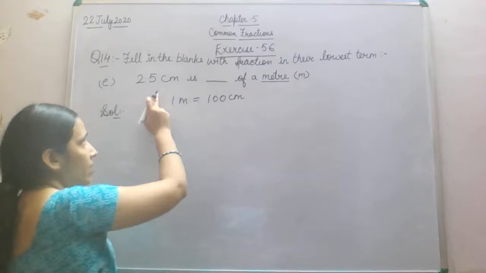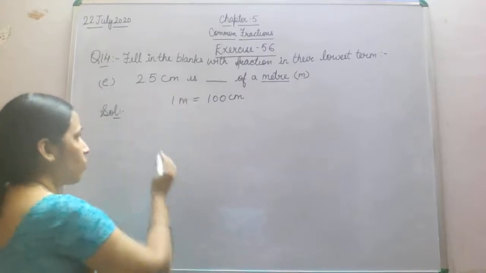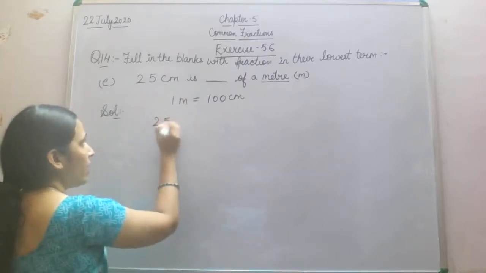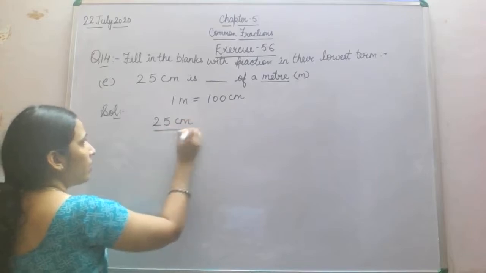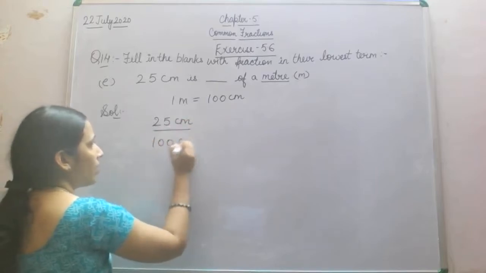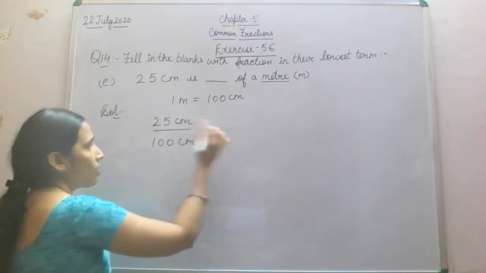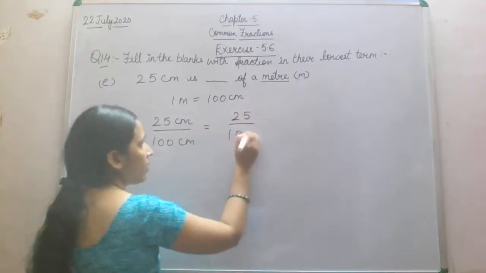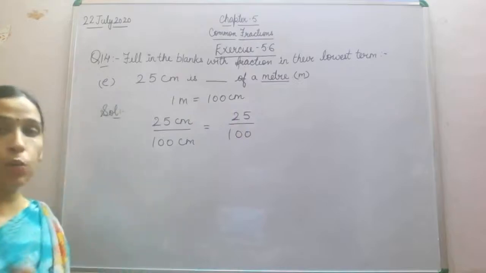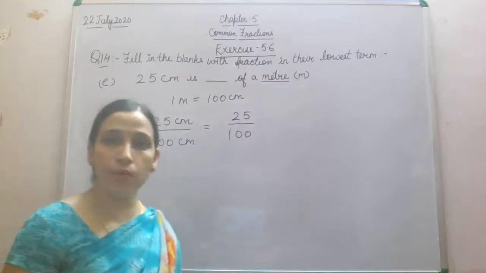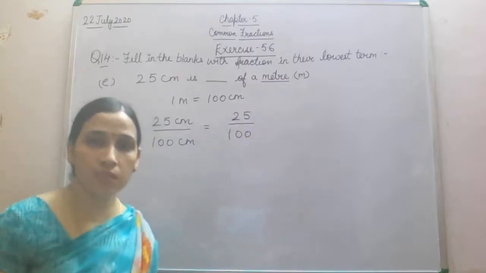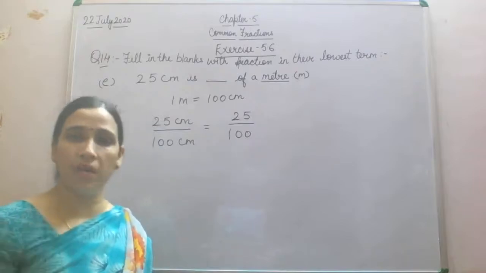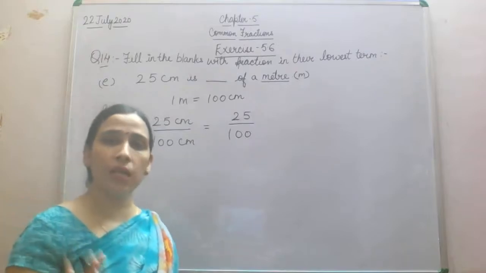Now 25 centimeter is dash of a meter. So what will we write here? 25 centimeter divided by 100 centimeter. Now which can be written like this, 25 divided by 100. Now this division you can do with a table of 5 also. You can do this division by a table of 25 also. It's totally up to you.